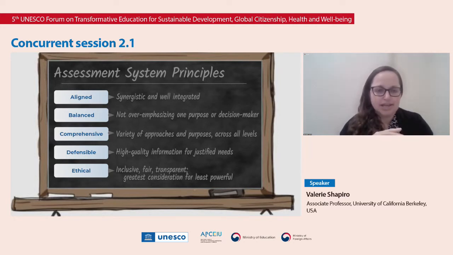And finally, last but not at all least, it's important that this assessment system be based on the principles of morality and equity. It's inclusive, it's fair, it's transparent. And in systems like these, we need to give the greatest consideration for the least powerful members of our society.